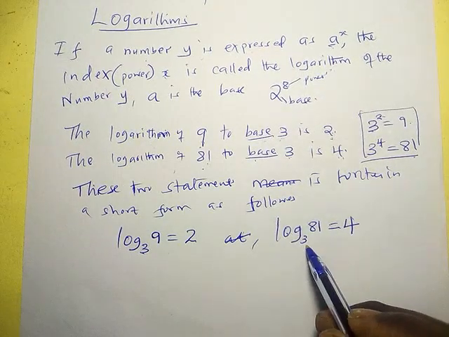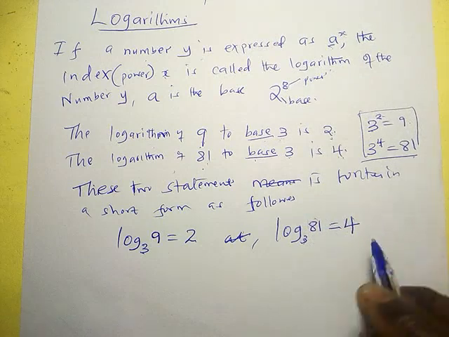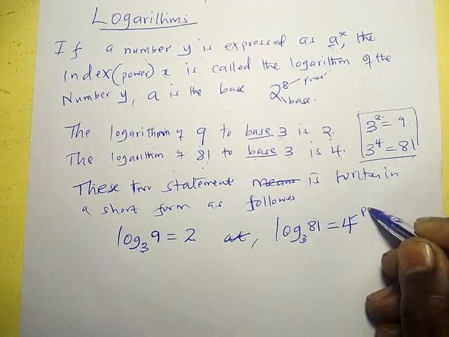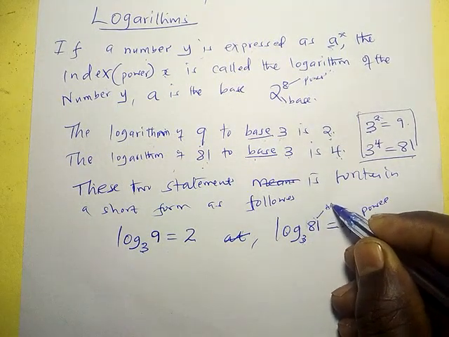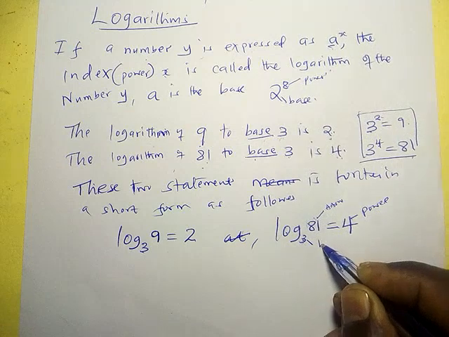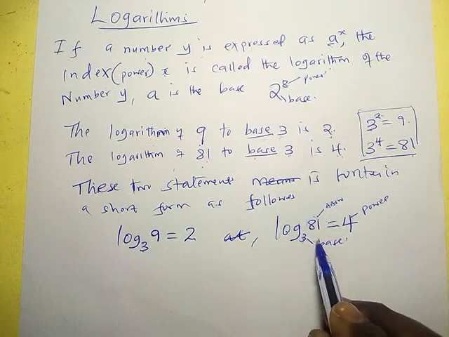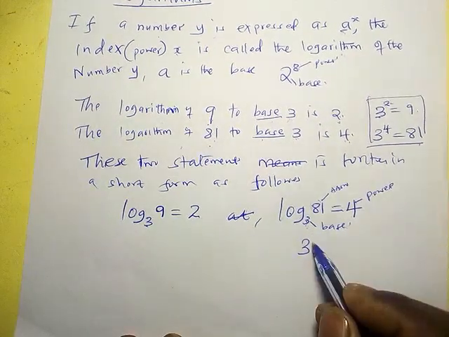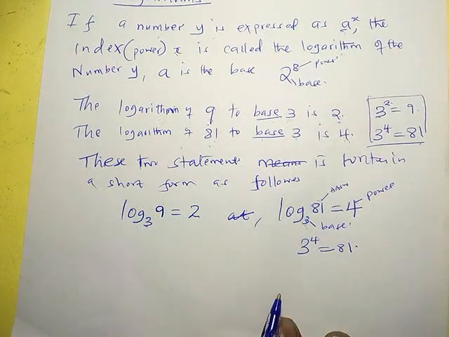Here, this is the base, this is the answer, and this is the power. So I want to identify this one. We call this one the power, this one is the answer, and this one is the base. So what do I mean? If I change this, I will say 3 to power 4. What is the answer? 81. Very good.